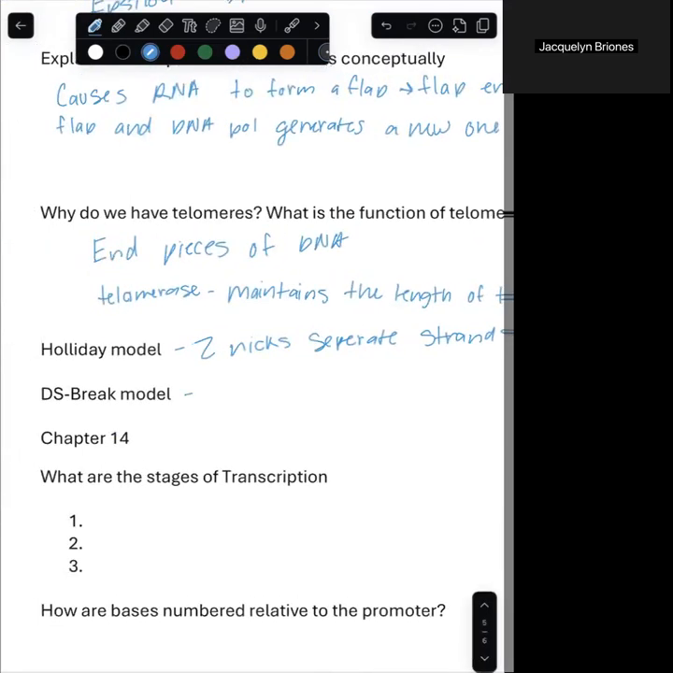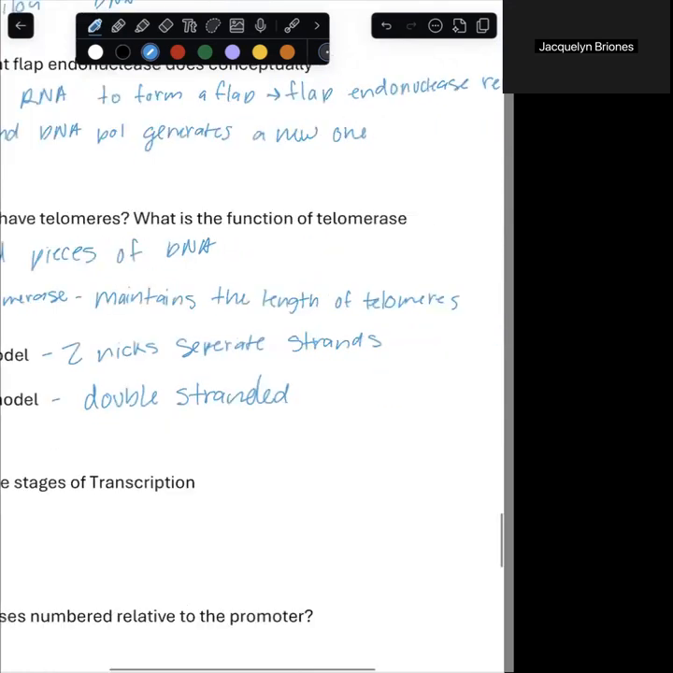The strands separate, and the break model is you have a double-stranded break.